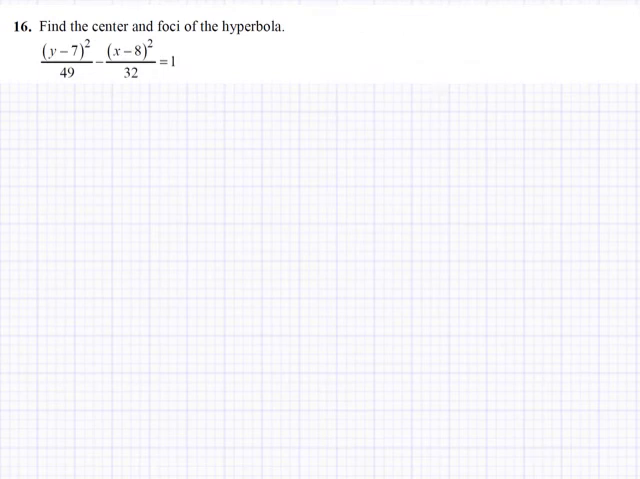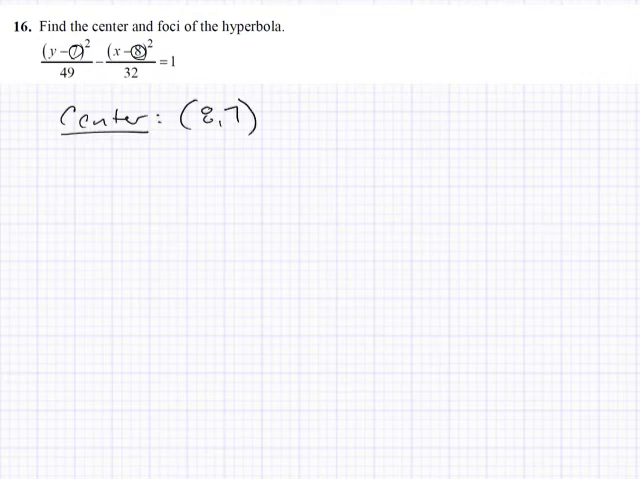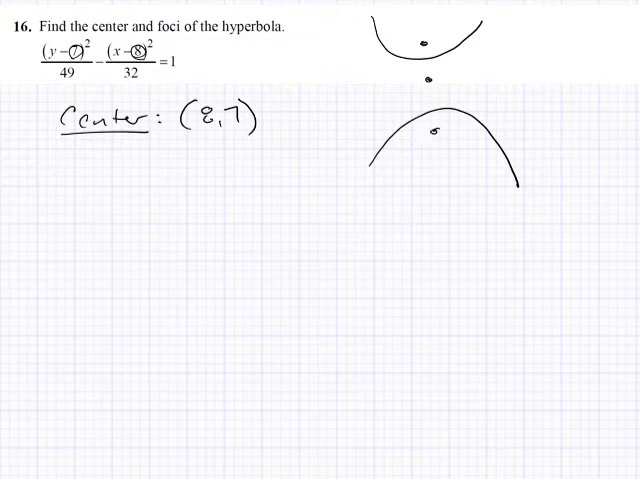Okay, here we need a couple of things. One, you need to recognize that the center is based off of 8, 7. And you also have to recognize that this is a vertically oriented hyperbola. So the foci would be oriented vertically off of this center. We just need to figure out how far, and that's based off of C. So we need to know what A and B are.